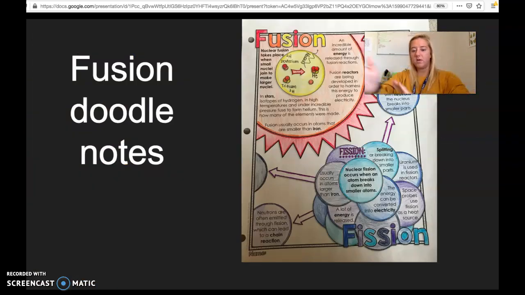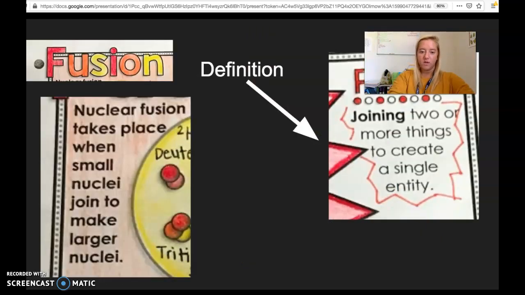So here's where we're going in your notebooks. Yours do not look as colorful as mine because you haven't finished them yet. But we're going to answer these questions, write these down, copy them, and talk a little bit more about fusion versus fission. So we're starting with fusion.